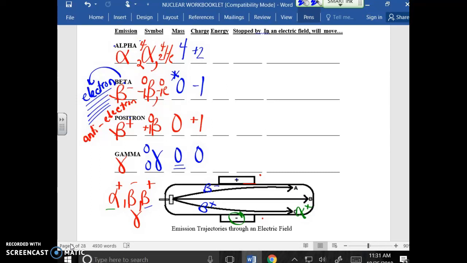Just as a neutron would, being neutral, the neutrally charged gamma is going to be unaffected by the field. So it will not be attracted or repelled by a positive or negative. So it just sticks to the middle path if accelerated. All right? So then, just to complete here, in the electric field, the alphas move towards C. The betas move towards A. The positrons move towards C, which is a negatively charged pole. And the gammas are unaffected, so they just lie down the middle.